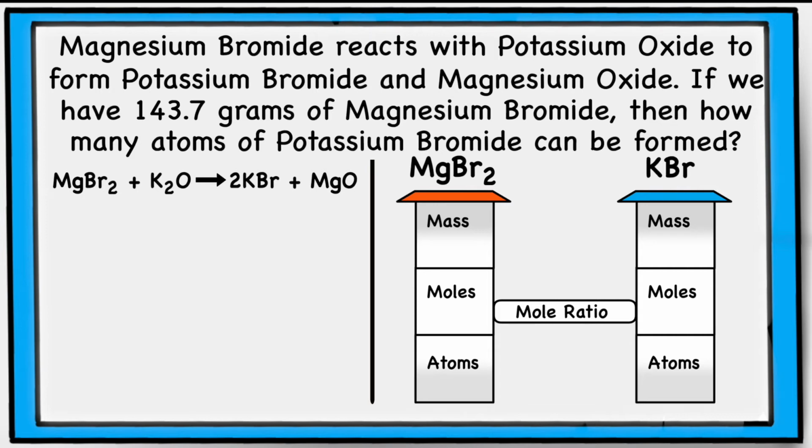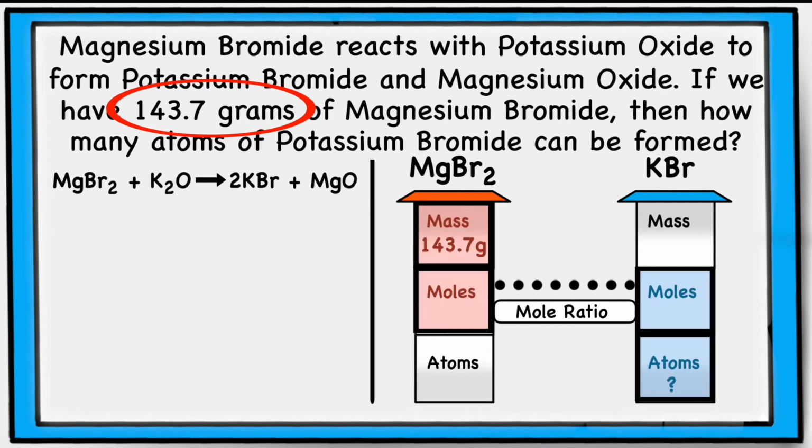So now that we have that, we are given 143.7 grams of magnesium bromide. So let's put that in the mass portion of my magnesium bromide building. We are wanting to find atoms of potassium bromide, so we're going to have to put a question mark on the atoms floor of the potassium bromide building. Now we have a starting and ending point, so let's start working the math portion.